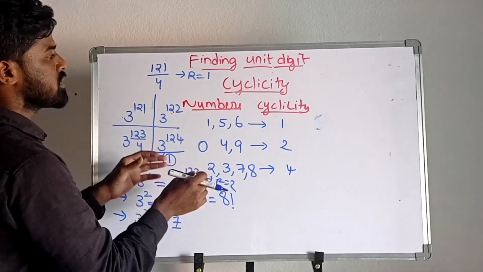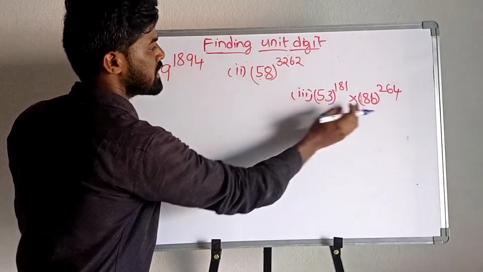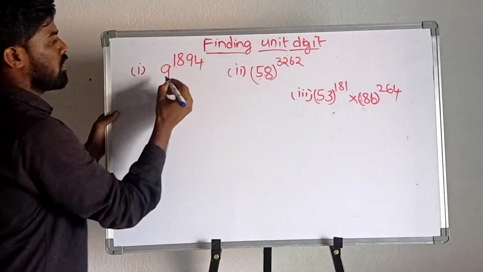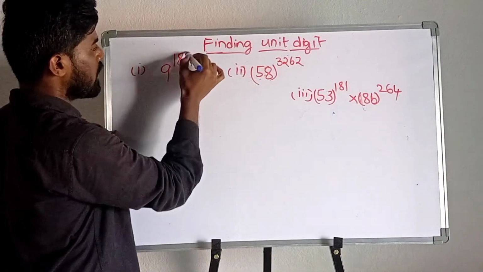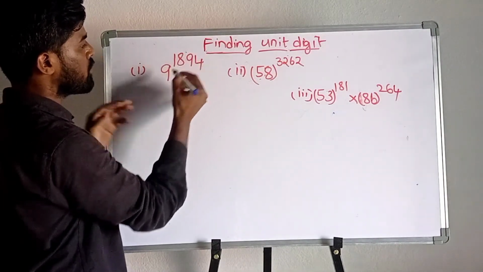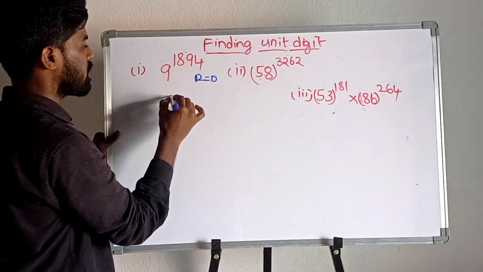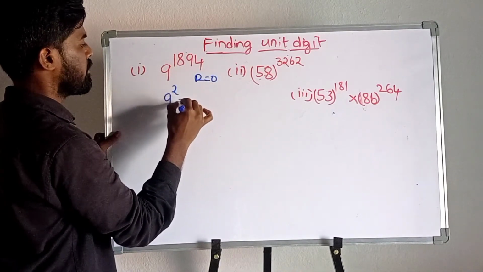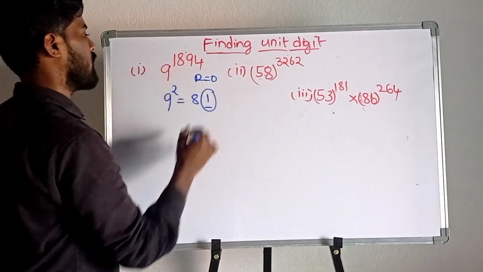Next we will solve some examples based on this concept. Now we have to find the unit digit in all these 3 cases. The cyclicity of the number 9 is 2. Divide the power by 2. It is divisible by 2. That means the remainder is 0. In this case, make the cyclicity the power. That is 9 square, 81. We can say that the unit digit is 1.